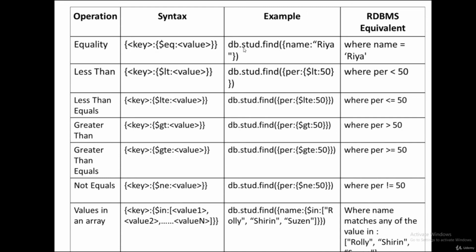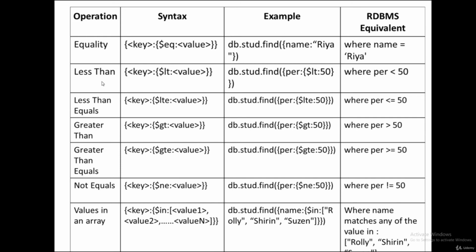For example, db.student.find in bracket, name is the key here, colon, value is Ria. The equivalent of this query in RDBMS is the where clause name equals Ria. So it will search all the documents where name is Ria.